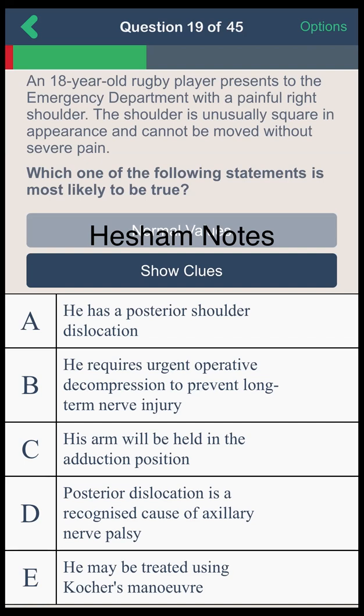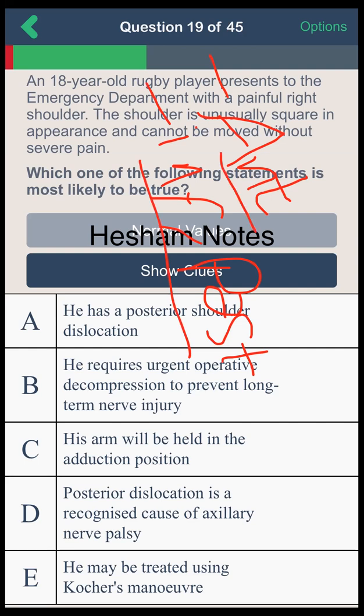Okay. Regarding shoulder dislocation, I am going to clarify that. The most common dislocation of the shoulder is anterior dislocation. Then inferior can also occur, and posterior can occur. But the most common is anterior dislocation of the shoulder. It is the reverse of the hip. In the hip, posterior dislocation is more common. But in the shoulder, there is anterior dislocation.